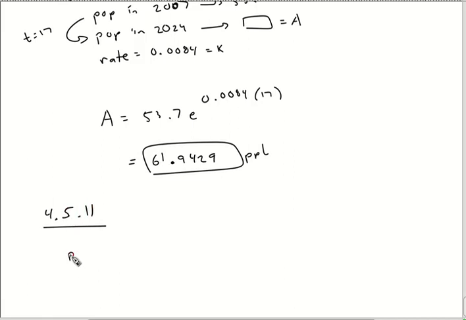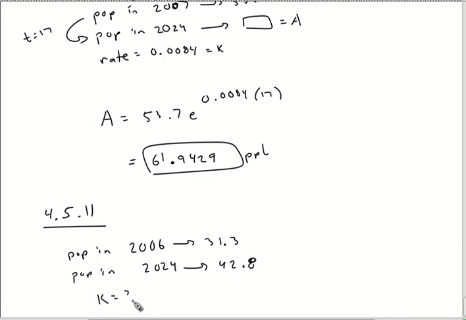Okay, another similar problem to this one. I have the population in 2006 to be 31.3. And then they say the population's projected to be 42.8 in 2024. I think these are all in millions, by the way. So they say, what's my rate?